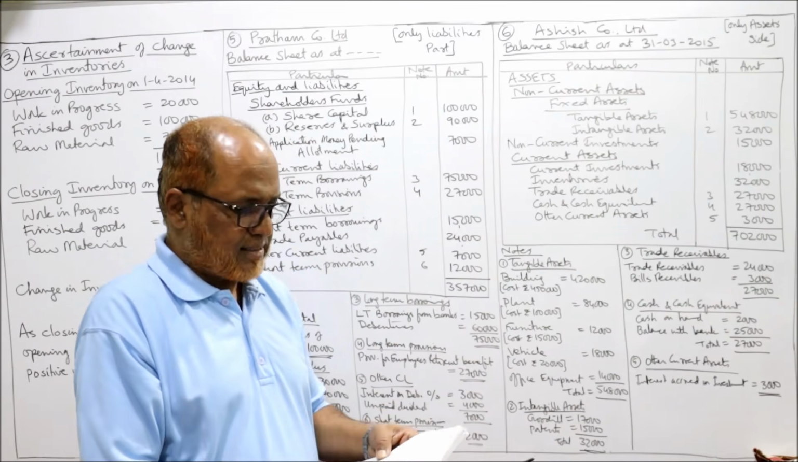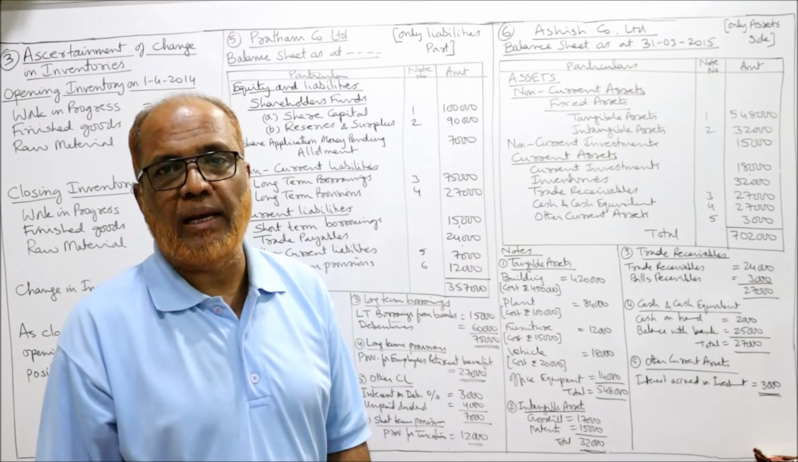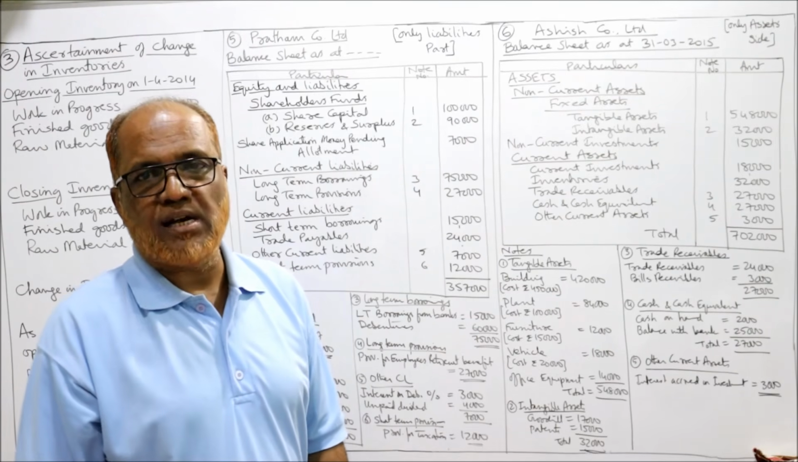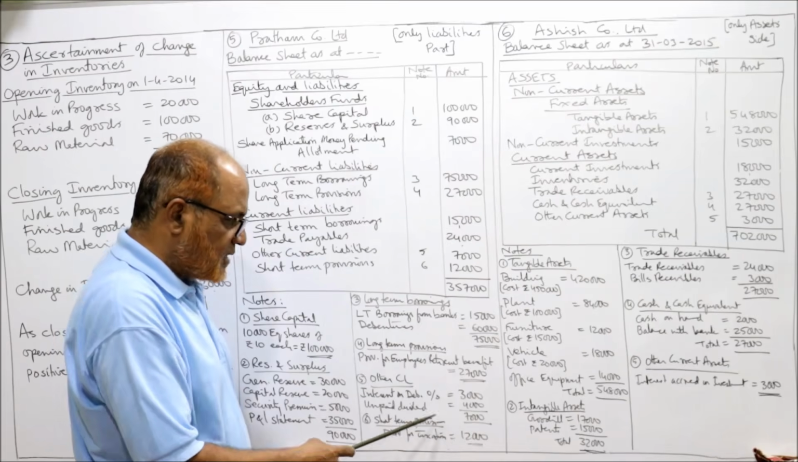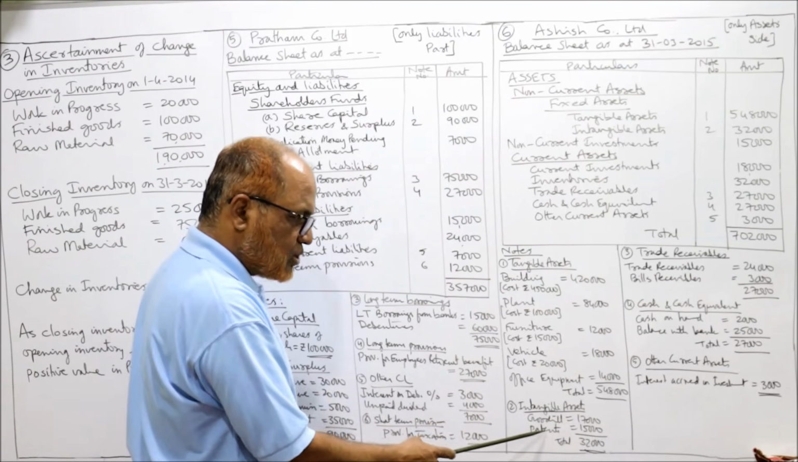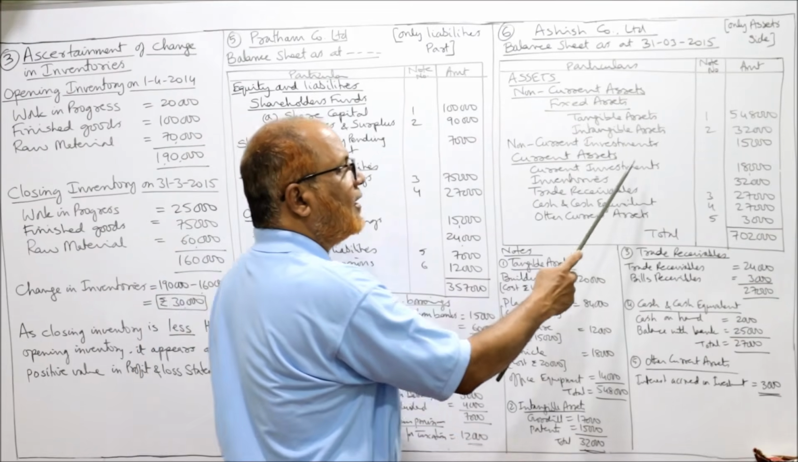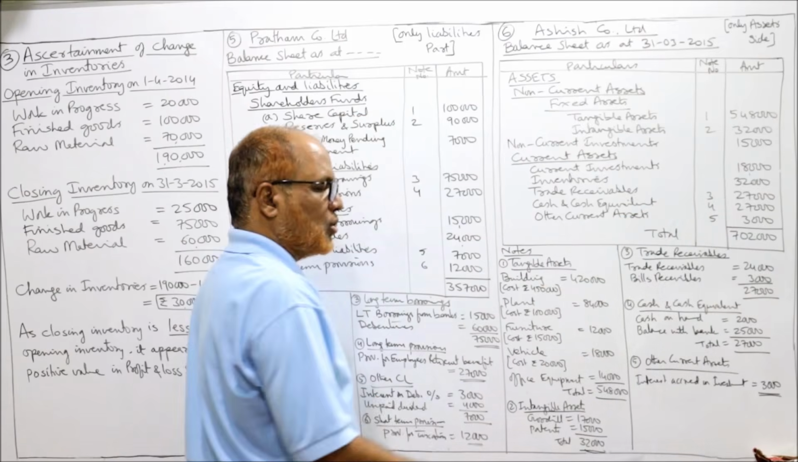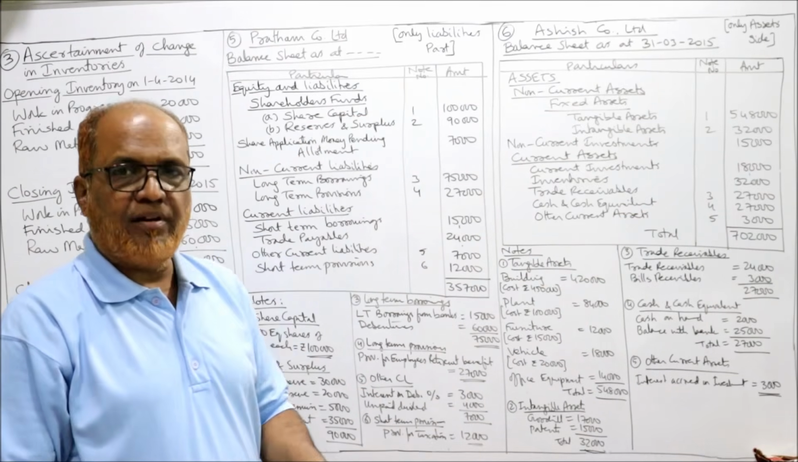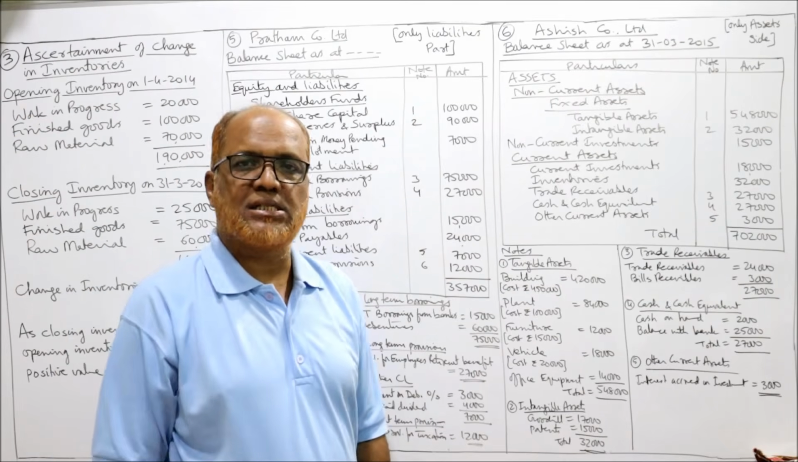After that there are patents. Patent is an intangible asset, just like goodwill. Just as goodwill is, patent is also, so it will come under intangible assets. You can see here intangible assets: goodwill 17,000, patents 15,000, total 32,000. We will take this 32,000 under intangible assets. Second note. Then we have trade receivable. Trade receivable is nothing but debtors.